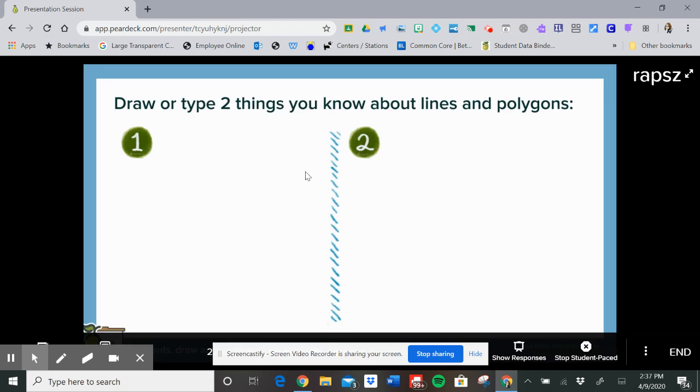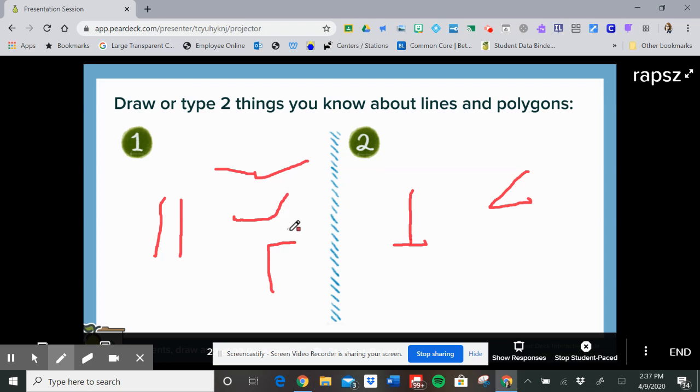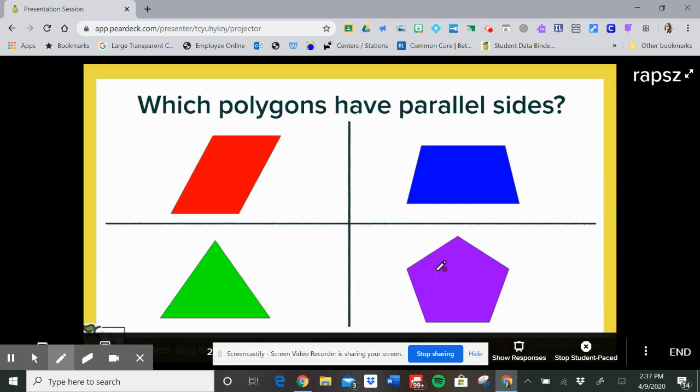Draw or type 2 things you know about lines and polygons. Most of you did just fine here. You could have said something about these are parallel lines and these are perpendicular. Some of you drew shapes in and you said that is a pentagon, or maybe you said this is a right angle, or this is acute, or this is obtuse. Whoa, that's a bad obtuse, but you know my point. So all kinds of correct answers there. You did just fine on that one.